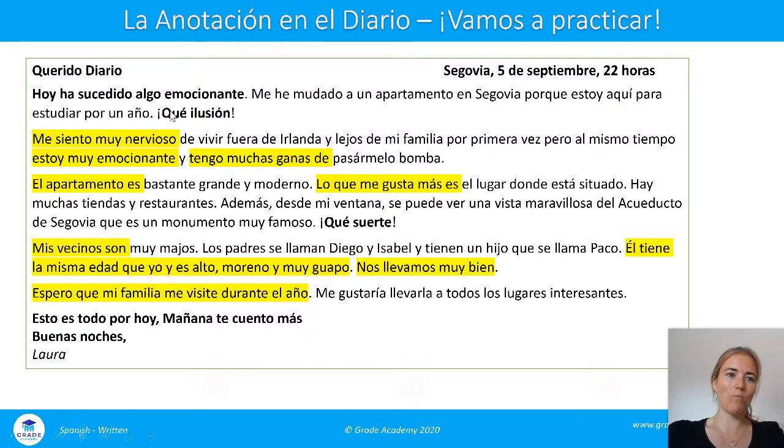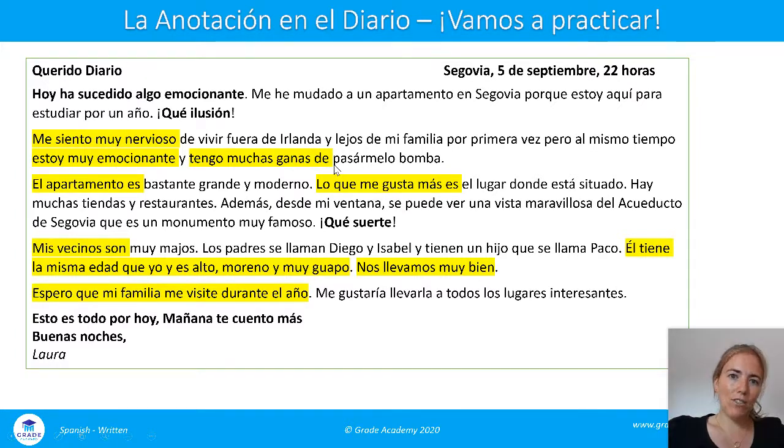We've used por here because we're talking about duration. So I have moved to an apartment in Segovia because I'm here studying for a year. ¡Qué ilusión! How exciting. Me siento muy nervioso de vivir fuera de Irlanda y lejos de mi familia por primera vez, pero al mismo tiempo estoy muy emocionante y tengo muchas ganas de pasármelo bomba. So, I'm feeling very nervous about living away from Ireland and far from my family for the first time. But at the same time, I'm very excited and I'm looking forward to having a great time.